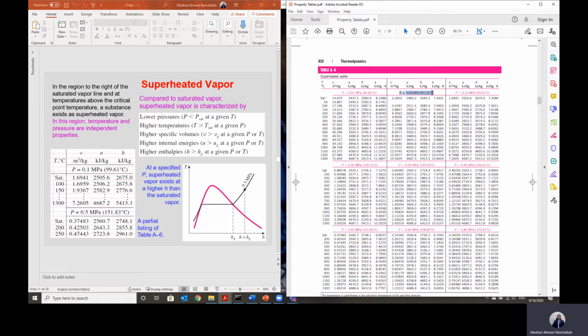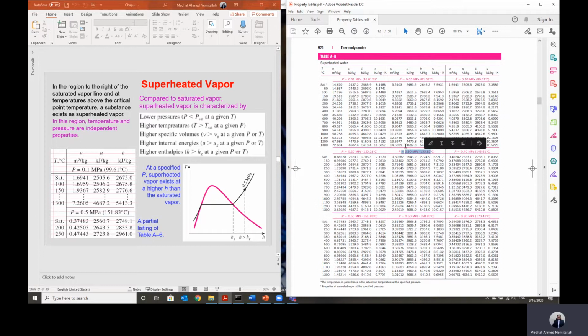And here is another table for another pressure value, and so on. So at a given pressure, I will just select a table from those tables and look at the given temperature. Then we can read the properties: the volume and the other properties, internal energy, enthalpy, and entropy. This is for the condition to be in the superheated zone.